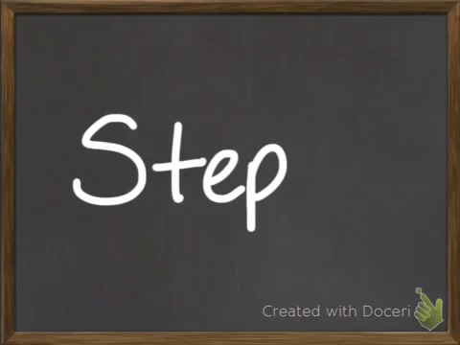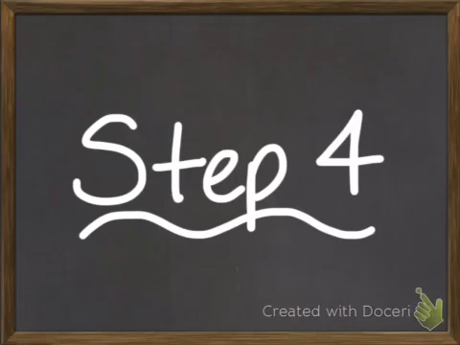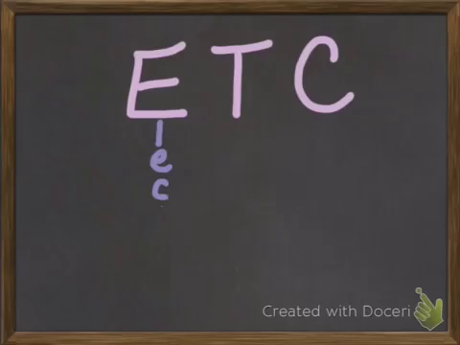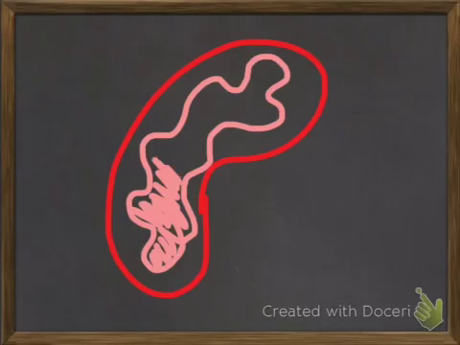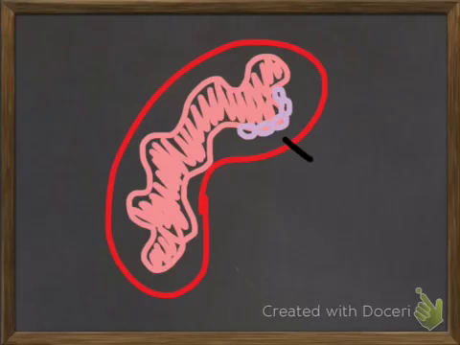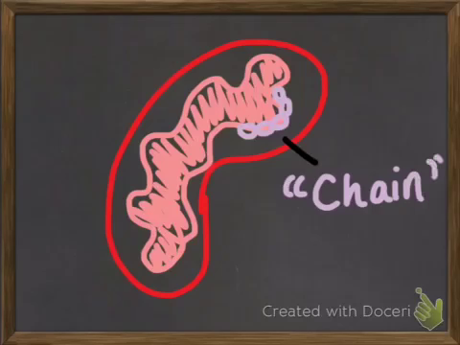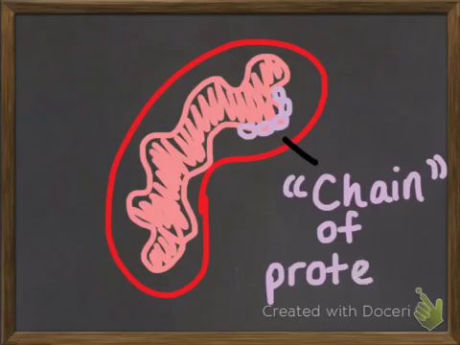It's finally time for step 4, also known as the electron transport chain. This process occurs in a chain of proteins along the cristae of the mitochondria, which is also known as the inner matrix membrane.